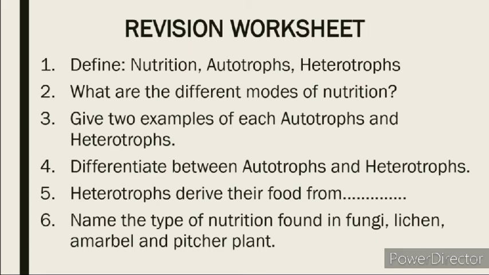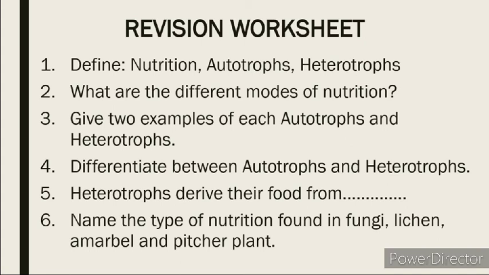What are the different modes of nutrition? There are two modes of nutrition: autotrophic mode of nutrition and heterotrophic mode of nutrition. Give two examples each of autotrophs and heterotrophs. For autotrophs, the example is plants, and for heterotrophs, all the animals.